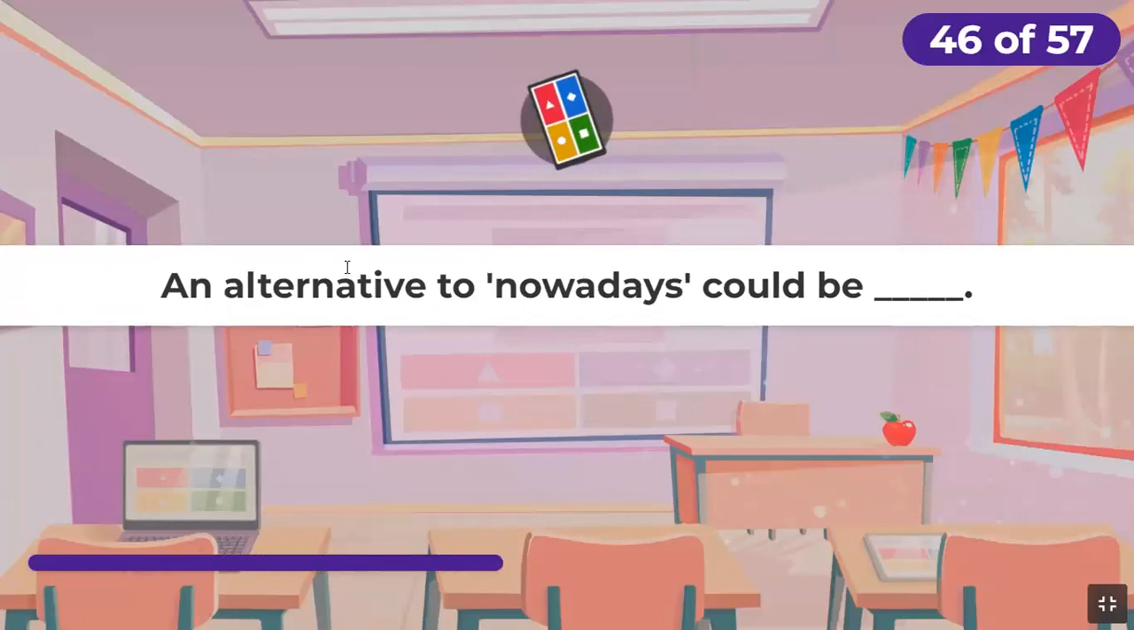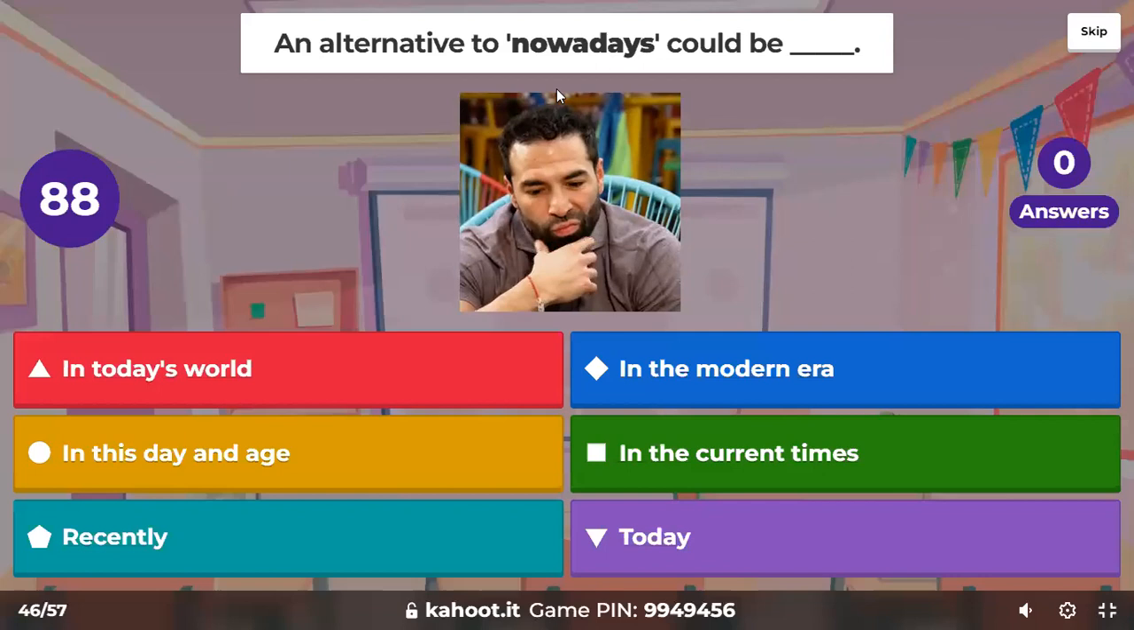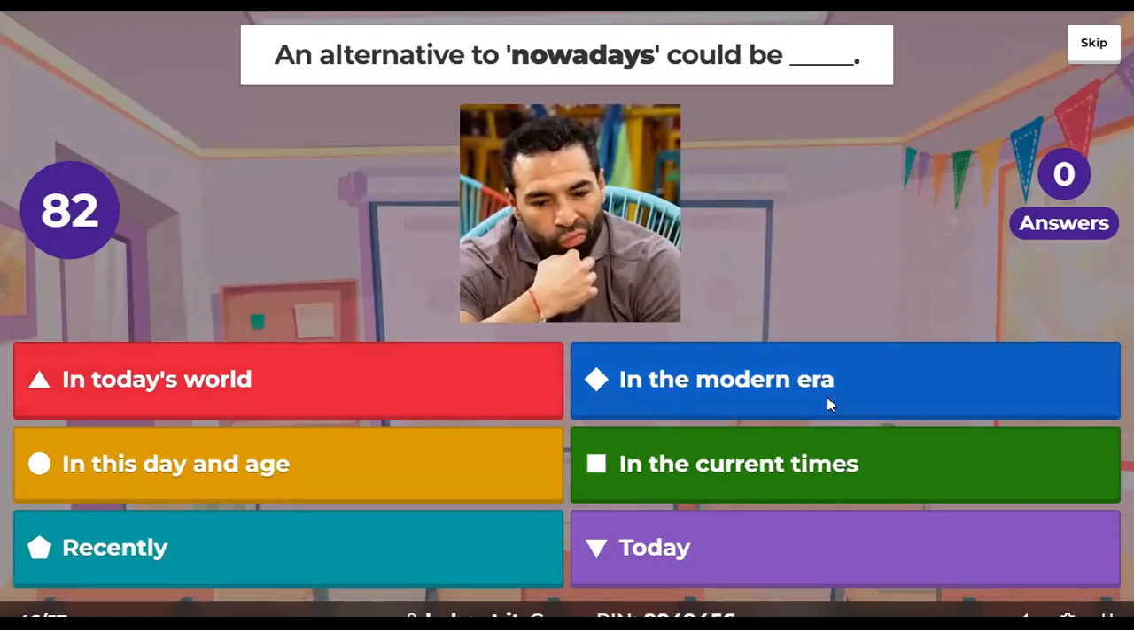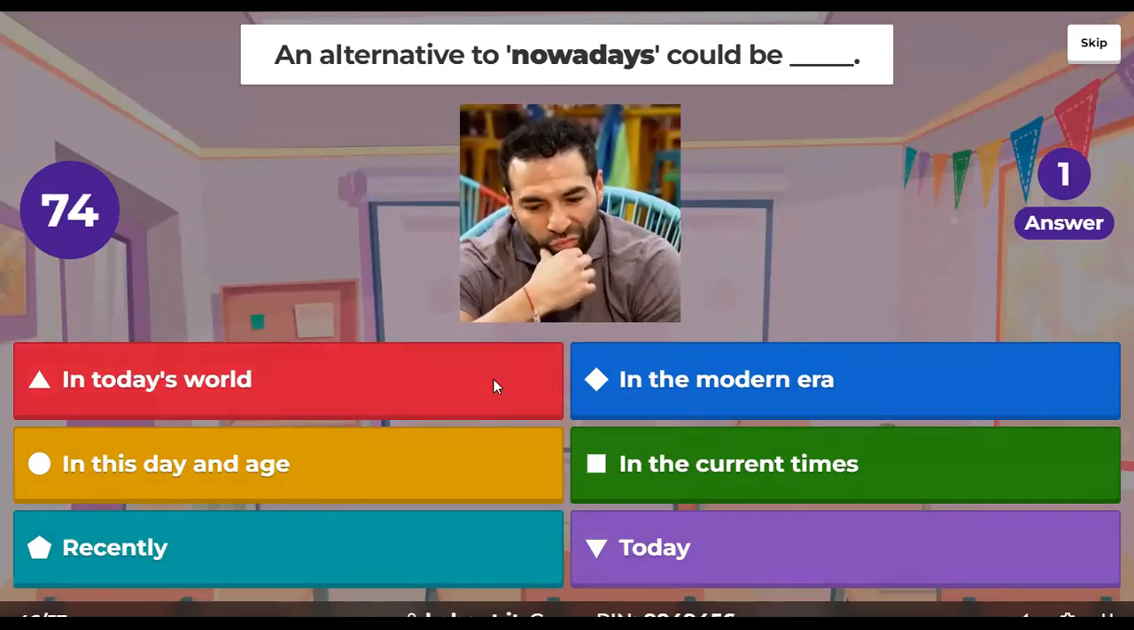Okay. Now, an alternative, meaning a substitute, to nowadays. Instead of saying nowadays, I can say in today's world, in the modern era, in this day and age, in the current times, recently, today. There are four correct answers, the ones that do not change the meaning. Now, when you paraphrase, you should opt for a word or a phrase that has got the same meaning. It must be the same to preserve the idea.